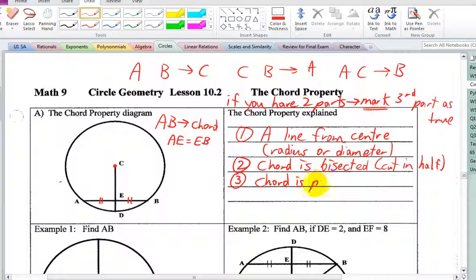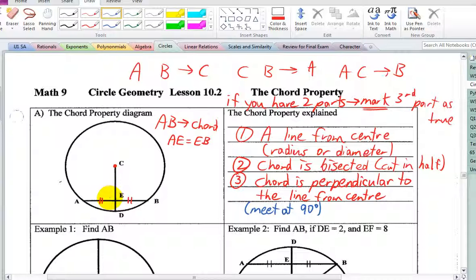Then the 3rd part is that the chord is perpendicular to the line from center. What does that really mean, though? It means that they meet at 90 degrees, or they cross at 90 degrees.